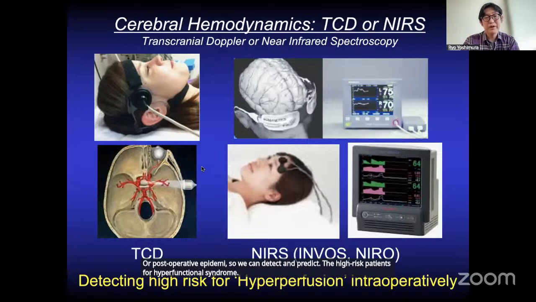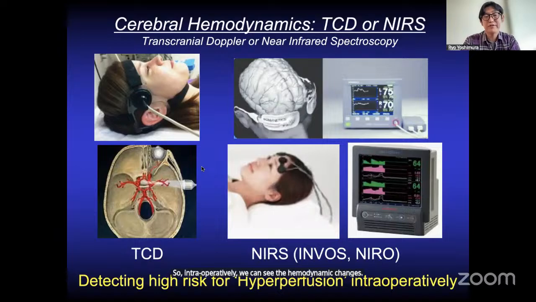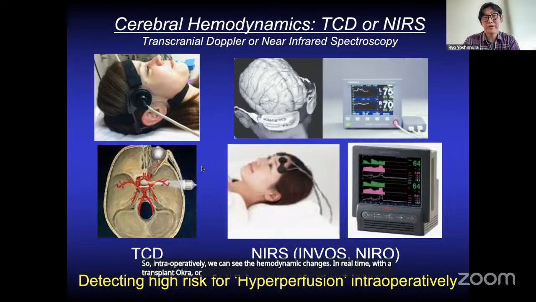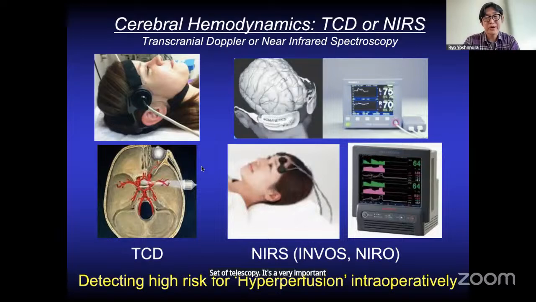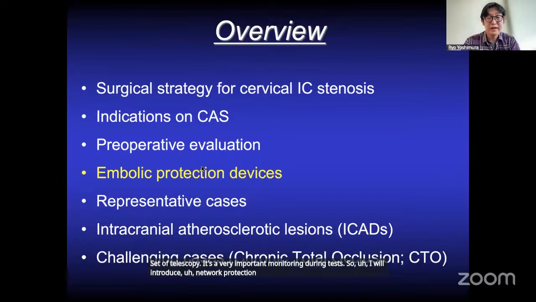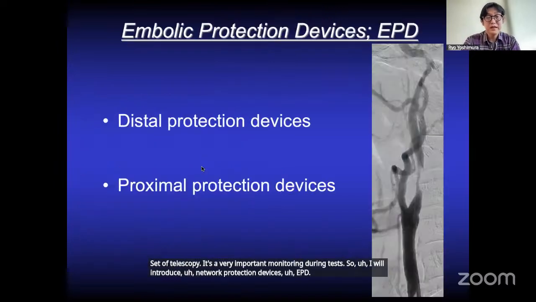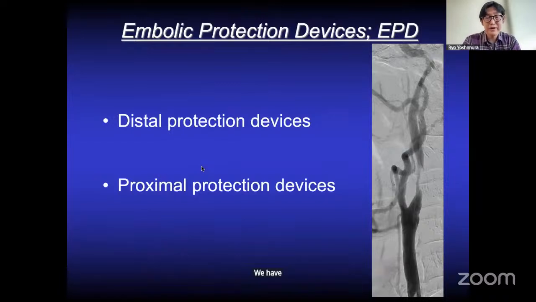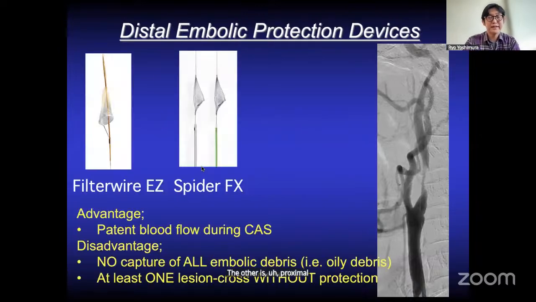So intraoperatively, we can see the hemodynamic changes in real time with transcranial Doppler or near-infrared spectroscopy. It's a very important monitoring during CAS. So I will introduce embolic protection devices, EPD. We have two kinds of EPD. One is distal protection devices, and the other is proximal protection devices.